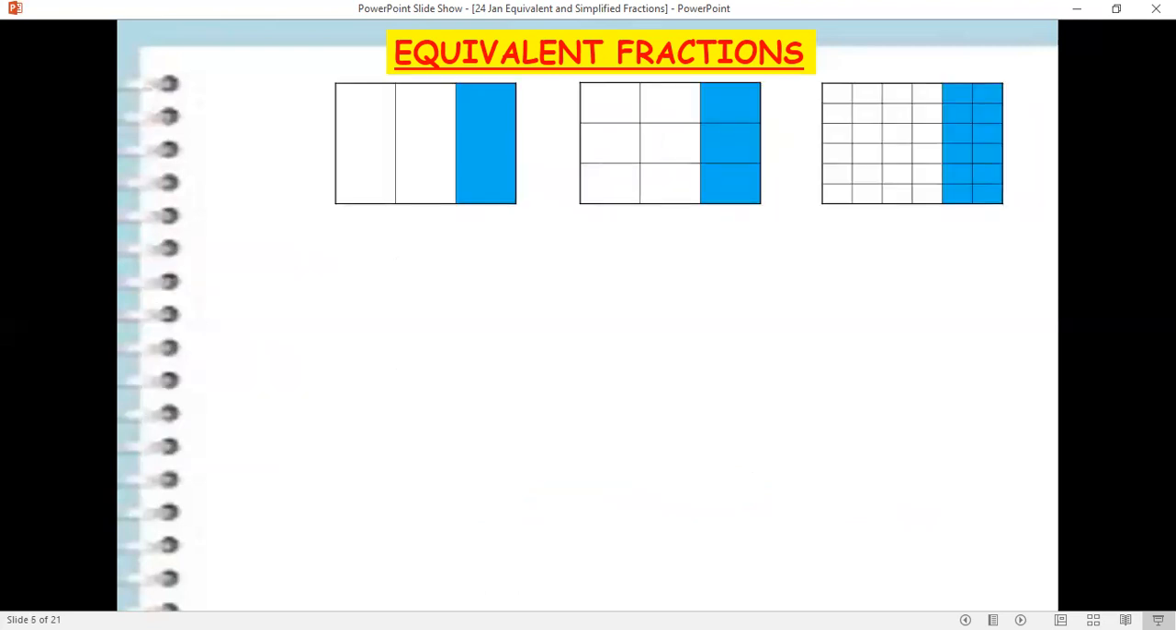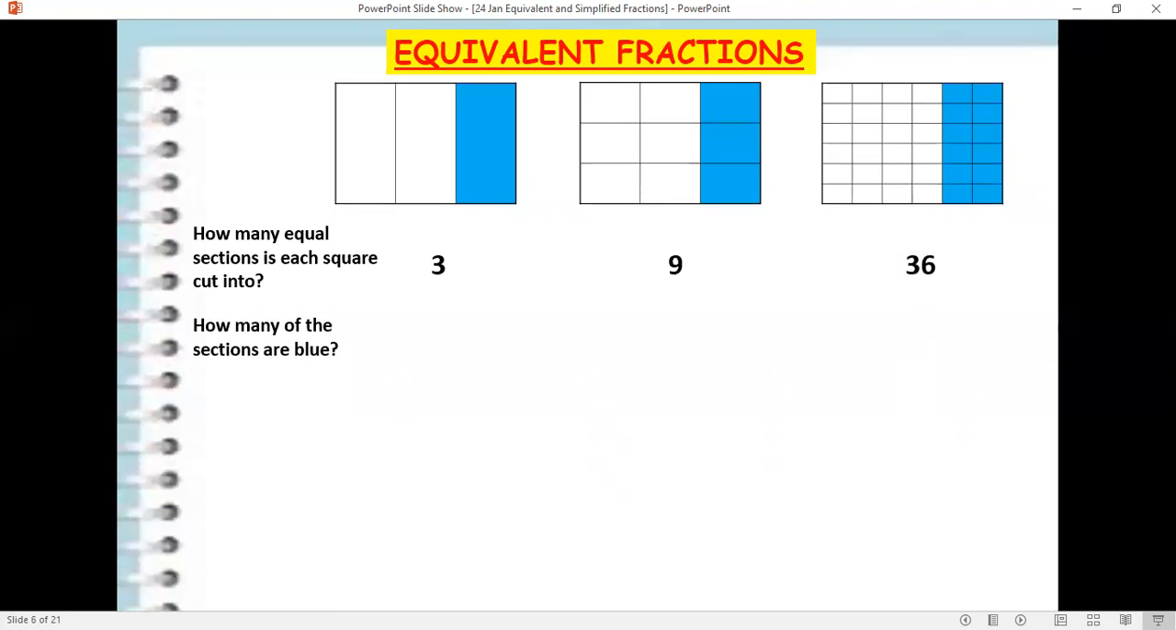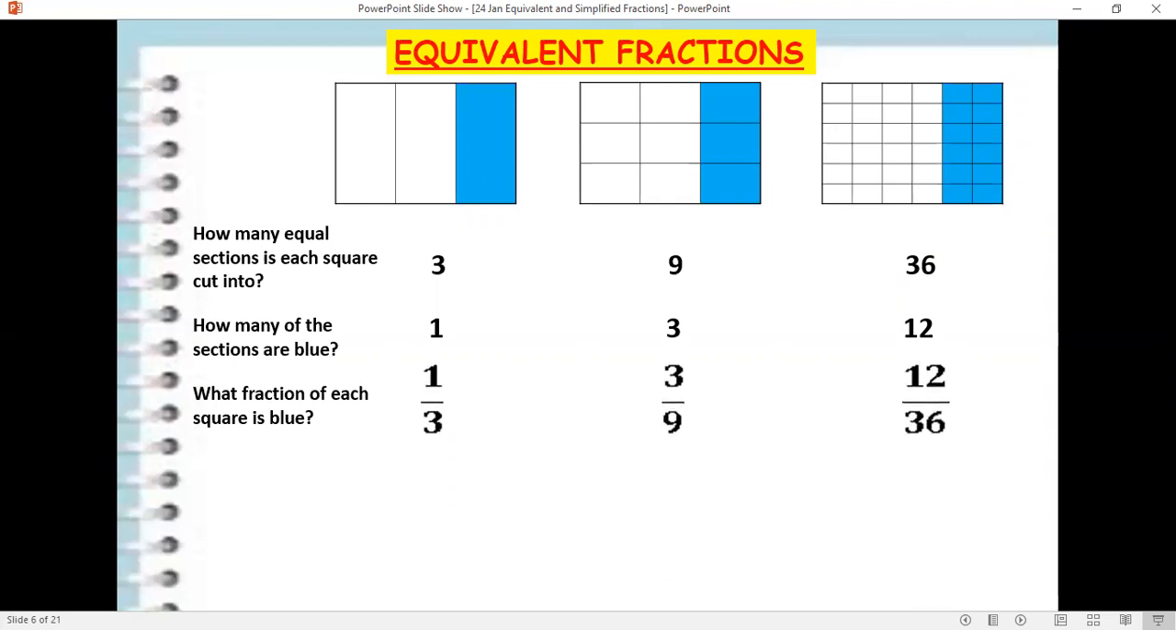Let's have another example here. We have here again, how many equal sections is each square cut into? This is 3, this is 9, this is 36. How many of the sections are blue? 1, 3, and 12. So what is the fraction of the square that is blue? We have here 1/3, 3/9, 12/36.